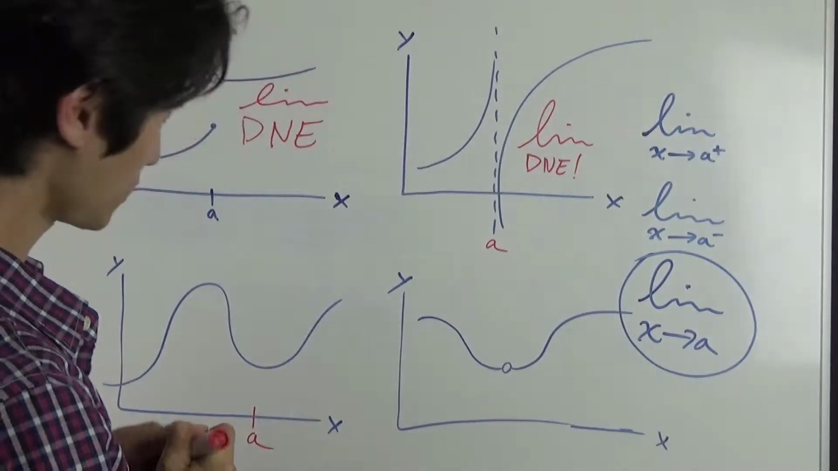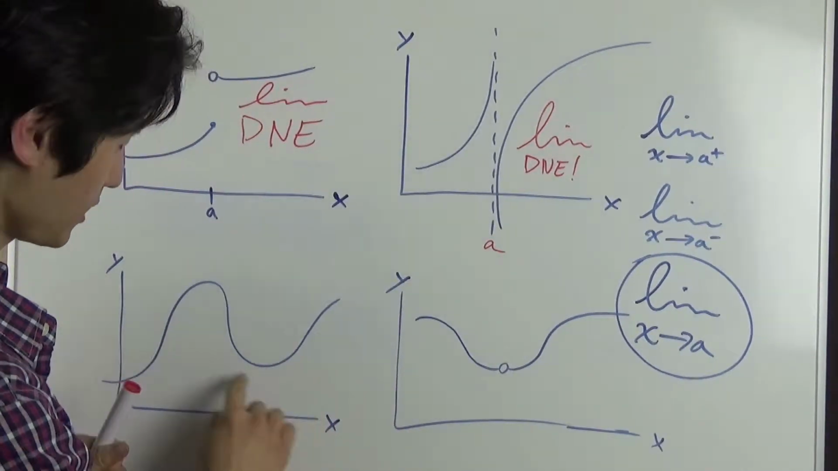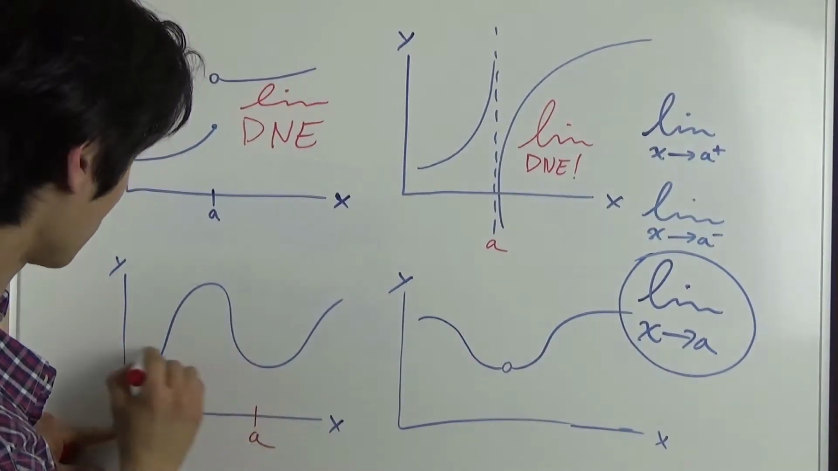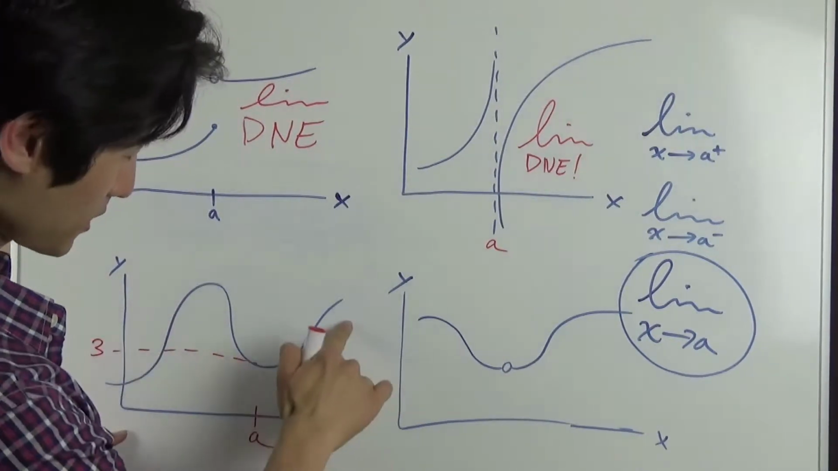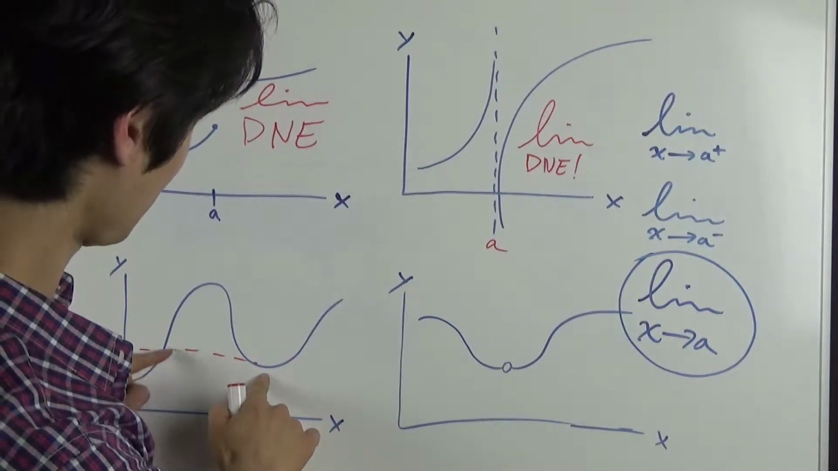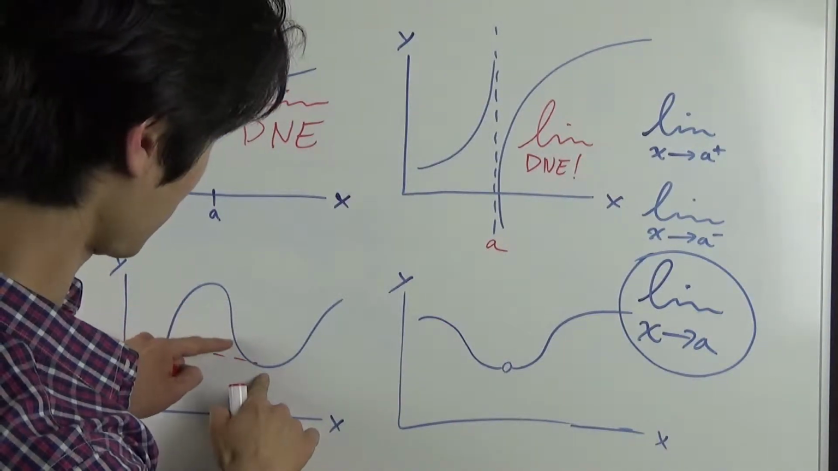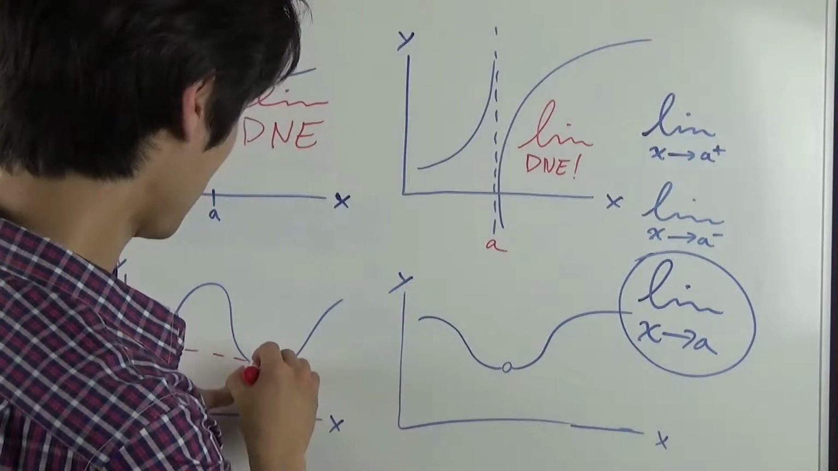As I approach a from the right hand side, it seems like I approach, let's say this term, let's say that's 3. So it seems like it approaches 3 from the right hand side. What about from the left hand side? So I'm going to go like this, like that, like that. Oh, okay. So yeah, it looks like it approaches the same value.